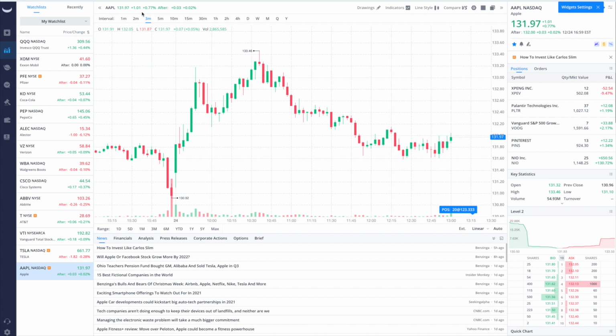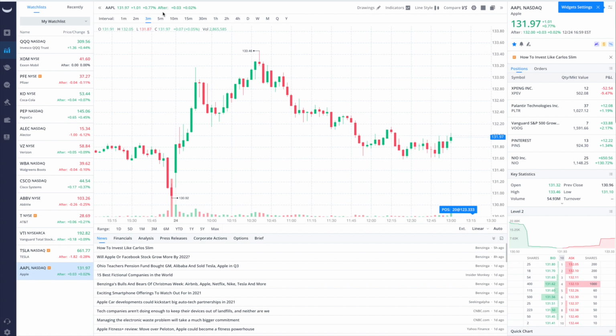And on this top screen right here, these numbers are for the day, for the trading day. So currently it's trading at $131.97. For the day, it went up $1.01, and percentage-wise, it's a 0.77% increase.